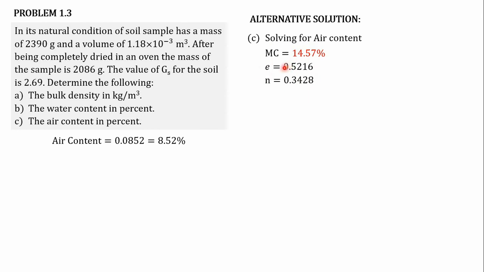Gamitin natin to solve the air content in percent. May formula ito. Air content, or tinatawag na air void ratio, is equal to n times 1 minus S. We have the porosity already. Ang kulang na lang para ma-solve natin yung air content is how to solve the degree of saturation.